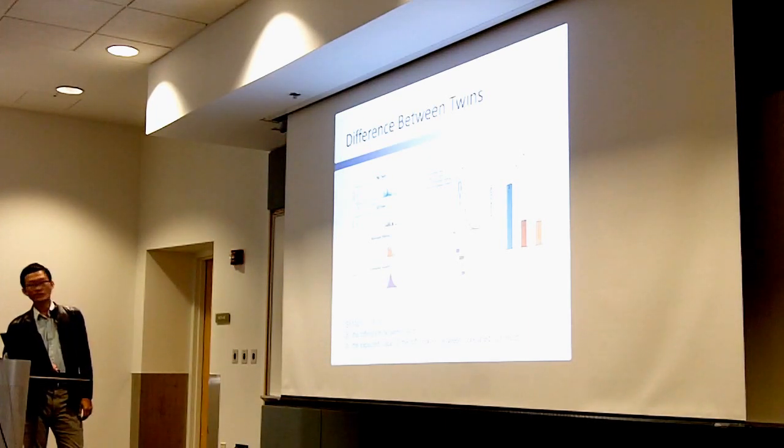Also, the second thing we did is we can quantify the similarity between twins. You see the MZ twin is roughly twice as similar as the DZ twin. Is it statistically significant? Yes.